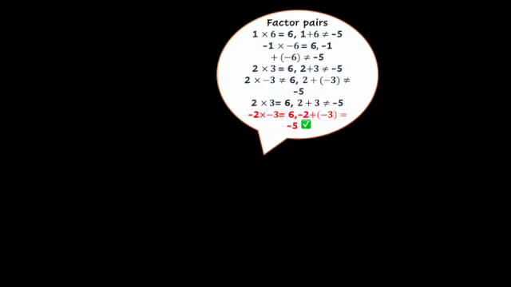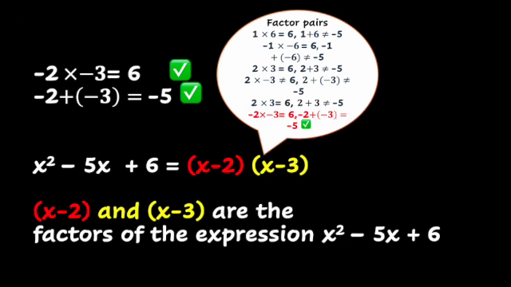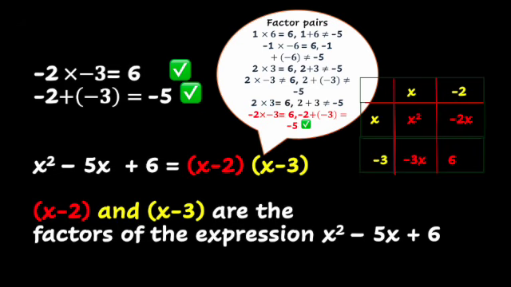Have a look at the factor pairs here. We are considering different pairs, but only one pair is giving us the required results. The integers minus 2 and minus 3 are giving us the required results as their product is 6 and the sum is minus 5. So we can write the expression as the product of (x minus 2) times (x minus 3). So x minus 2 and x minus 3 are the factors of the given expression. Some students prefer to write in the tabular form. You can also do it this way.